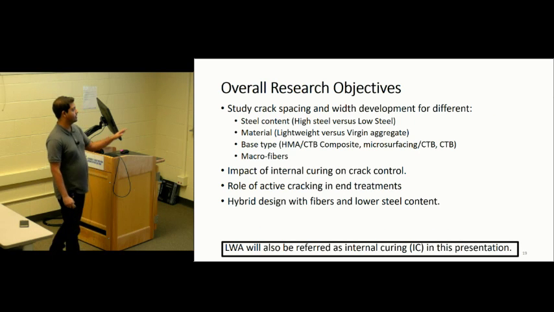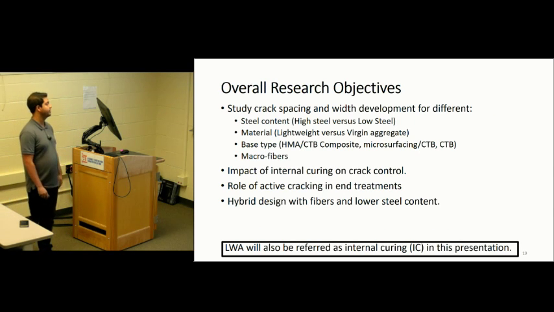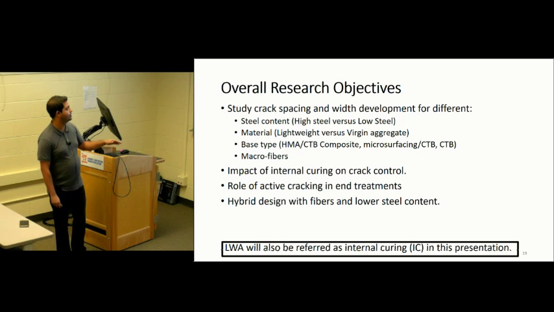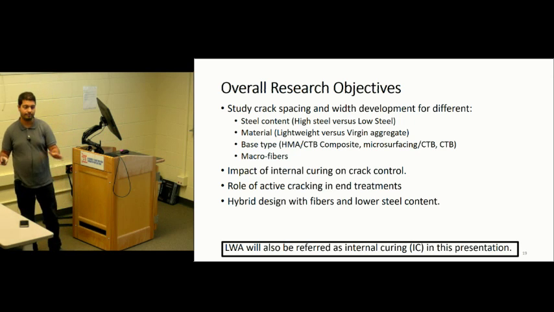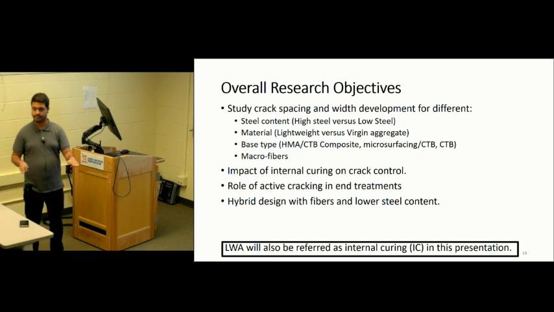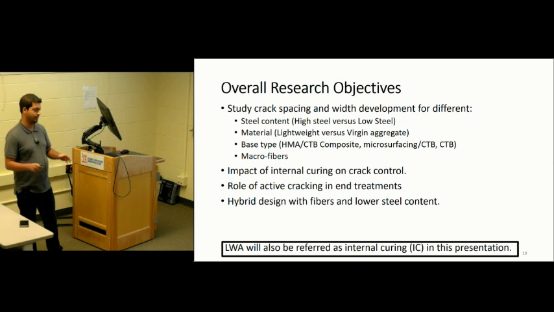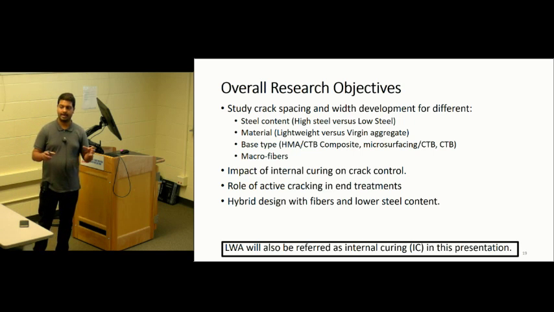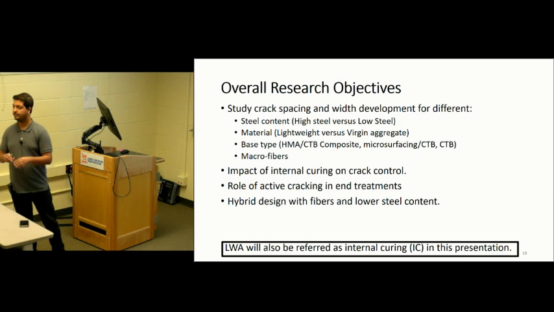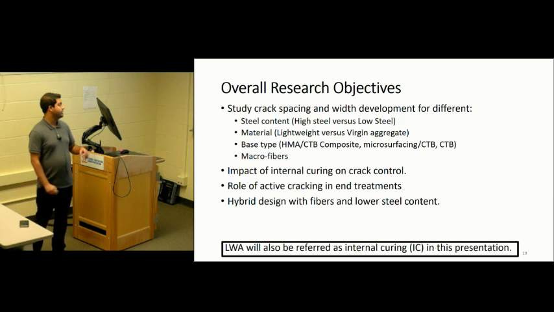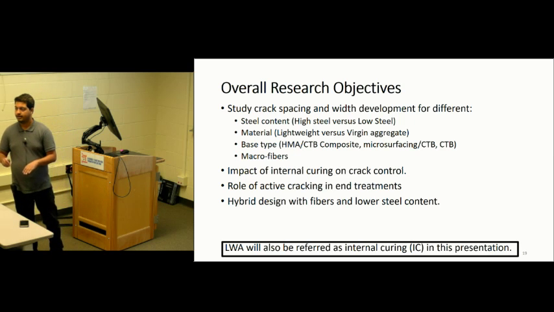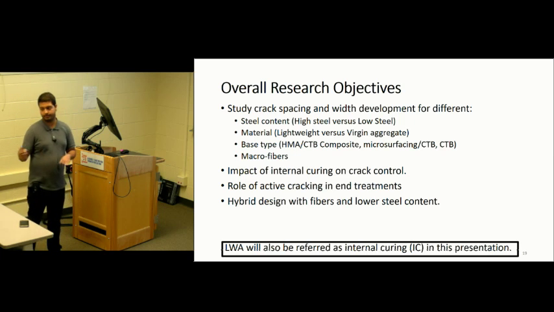So the overall research objective for this presentation is that we want to see crack spacing and width development for different amounts of steel content. How does cracking develop at lower steel content versus higher steel content? How does lightweight versus virgin aggregate behave? Lightweight is internal curing. It's a feature in which an aggregate absorbs water. It's a fine lightweight aggregate. They absorb the water and release it when the hydration reaction is going on. So how does the inclusion of lightweight aggregate affect cracking versus virgin aggregate?